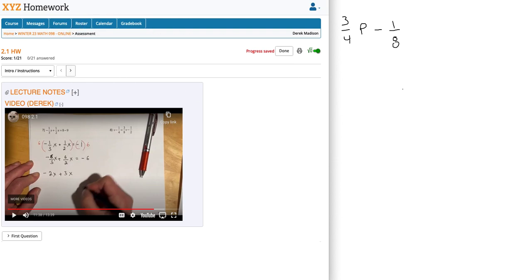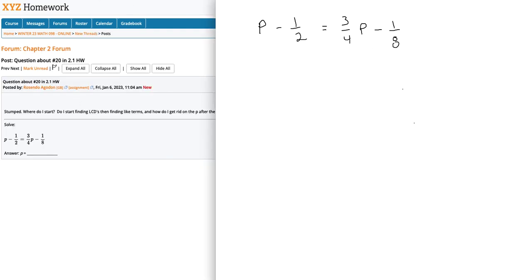That said, let me get back over and show you this one. There's a couple of ways to do them. You can do what you said by finding the LCDs and collecting terms. That is actually the harder way. I would find the LCD, but for everything. So we have halves, fourths, and eighths, so my LCD would be 8.